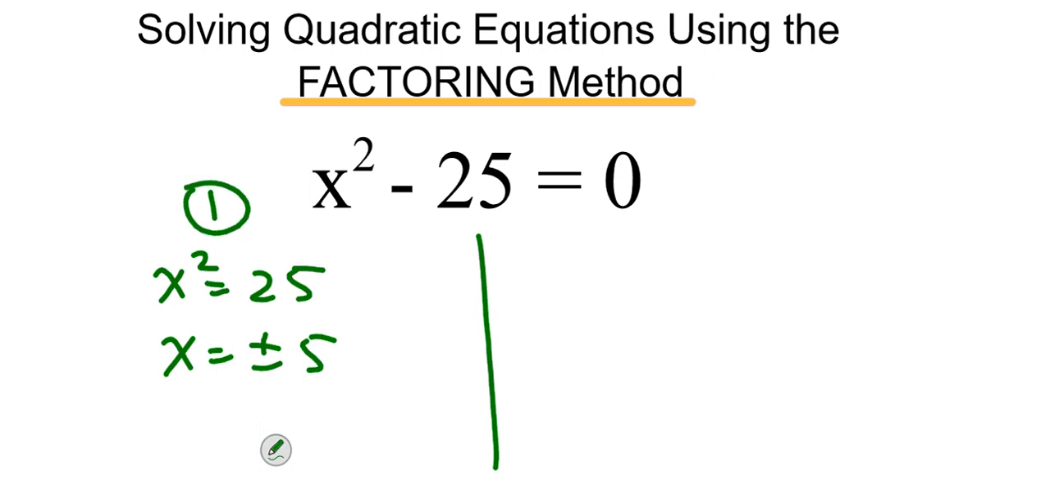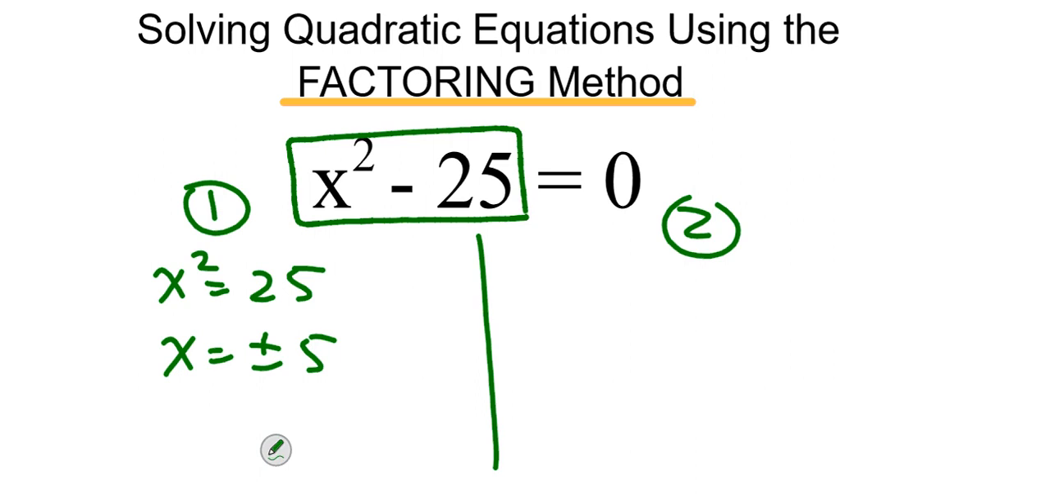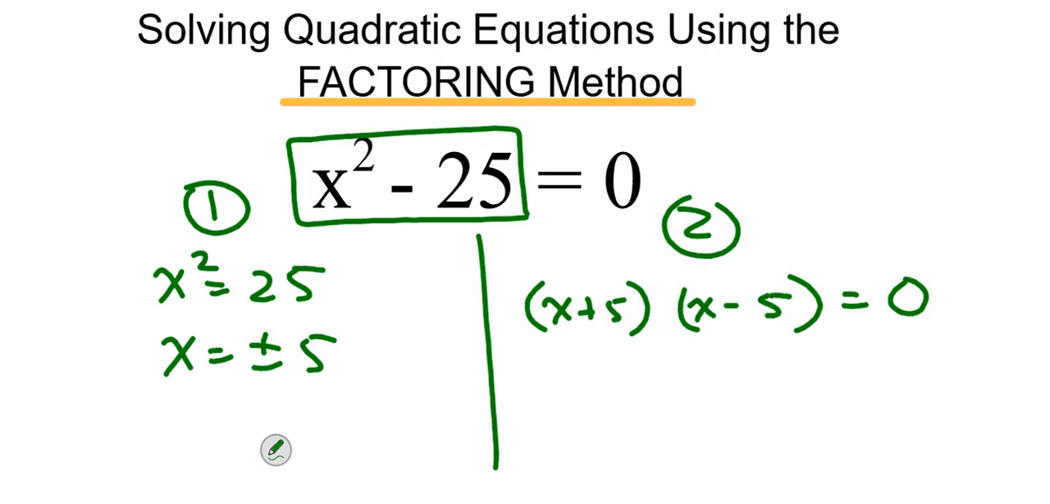So that's method number 1. Or you can use method number 2, which says, oh, I know what this is called. This is called the difference of two squares. And I know the difference of two squares can be written as x plus 5 and x minus 5, right? If we distribute, we get x squared minus 5x plus 5x minus 25. The 5x and the negative 5x cancel out. Voila. We have our multiplicative property of 0, and we get the same answer, don't we?